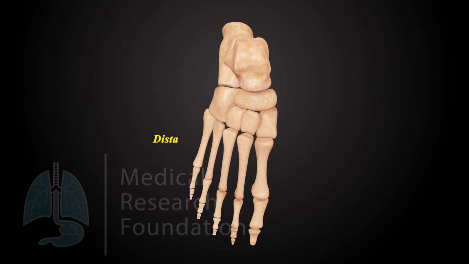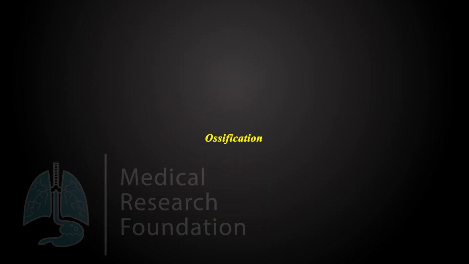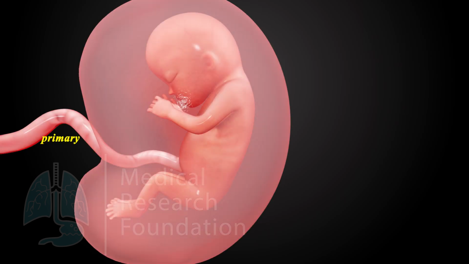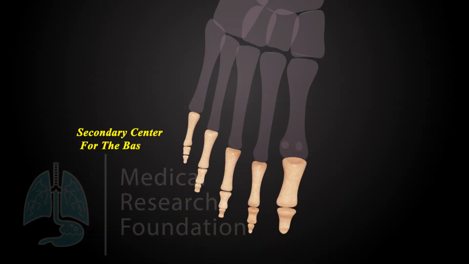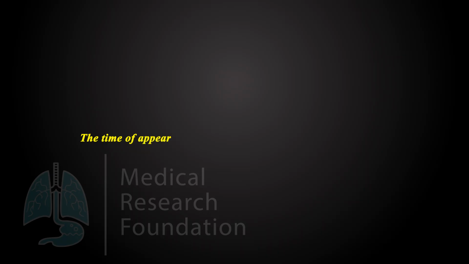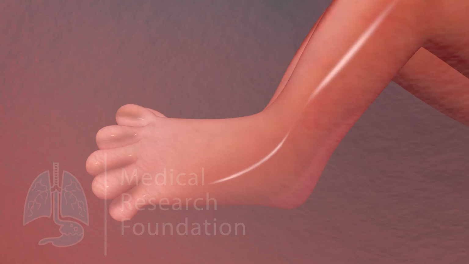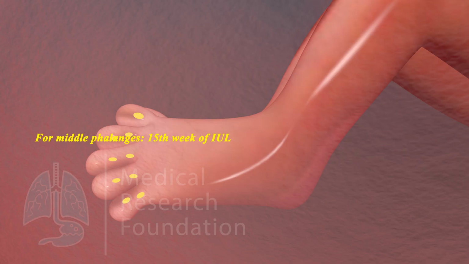on the plantar aspect of its distal end. Ossification. Each phalanx ossifies from 2 centers, a primary center for the shaft and a secondary center for the base. The time of appearance of primary centers is as follows. For proximal phalanges, 12th week of IUL. For middle phalanges, 15th week of IUL. For distal phalanges, 9th week of IUL.